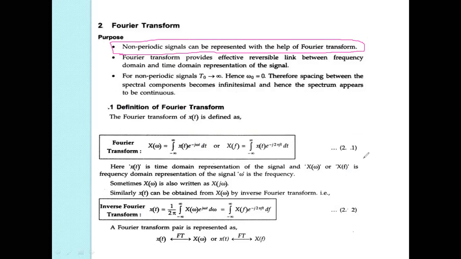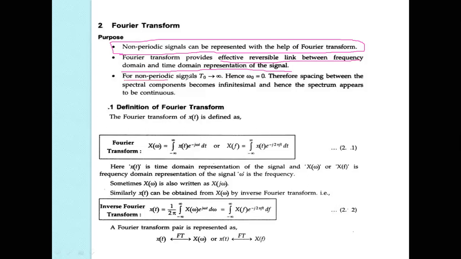See, a periodic signal can be represented with the help of the Fourier series. And the Fourier transform provides an effective reversible link between the frequency domain and the time domain representation of the signal. There is an effective representation of the signal between the frequency and the time domain, my dear students.